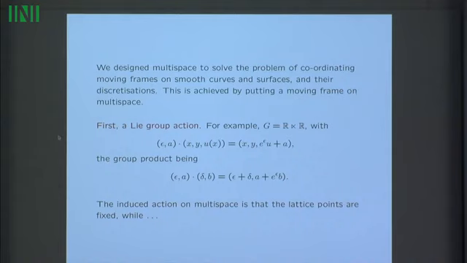Okay, so we designed the multispace to solve the problem of coordinating moving frames on smooth curves and their discretizations. And so the whole aim now is to extend the Lie group action to the new coordinates, in other words extending it to the approximation data. And I've got a little example here to show you. So if I take again the scaling and translation, and it's a semi-direct product. So the induced action on the multispace is that the lattice points are fixed.